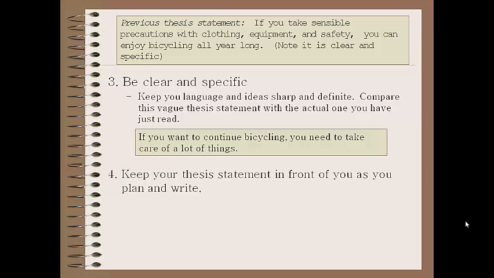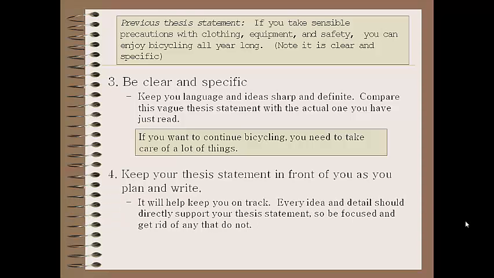And then the fourth one is you keep your thesis statement in front of you as you plan and you write, so it will help keep you on track. Every detail and idea that you include should directly support your thesis statement. And if you have a detail or an idea that does not support or keep the focus on your thesis statement, then you need to discard it.